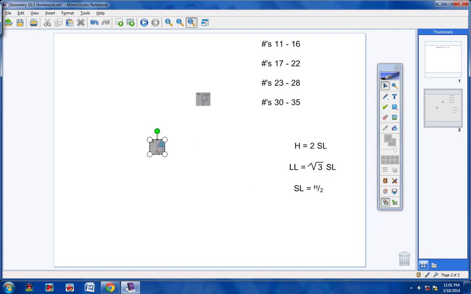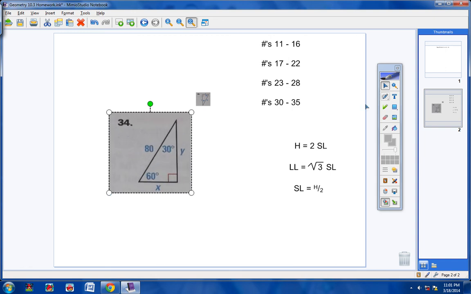Number 34. All right, here we go. Same problem again, which is fine. Here's 90 degrees, go straight across. This is your hypotenuse. This would be your 30, so go straight across, your shorter leg. Here's 60, go straight across, this is your longer leg. And once again, what side do they give us? The hypotenuse.